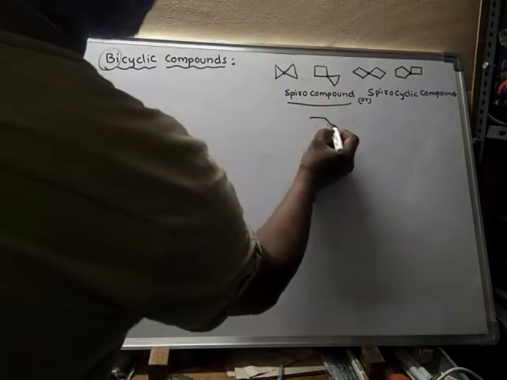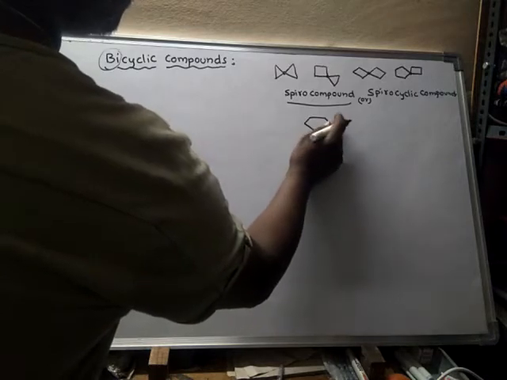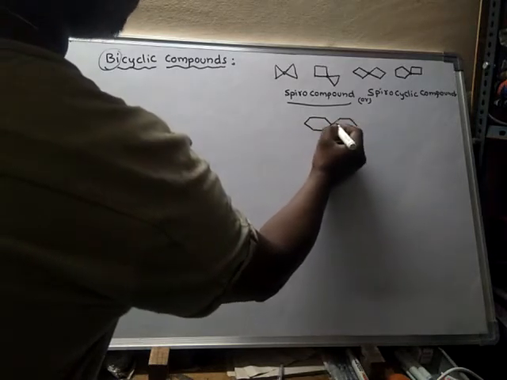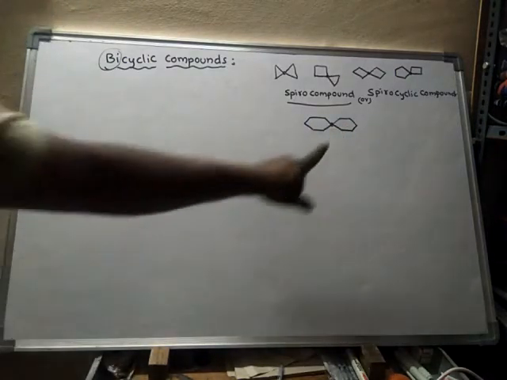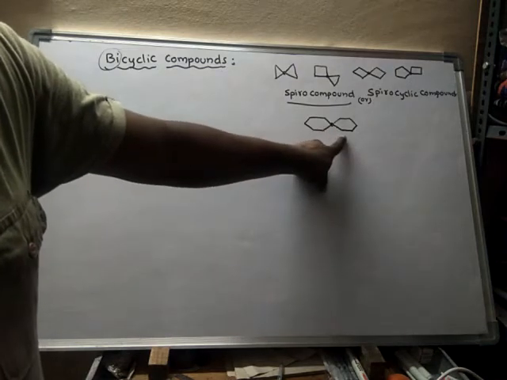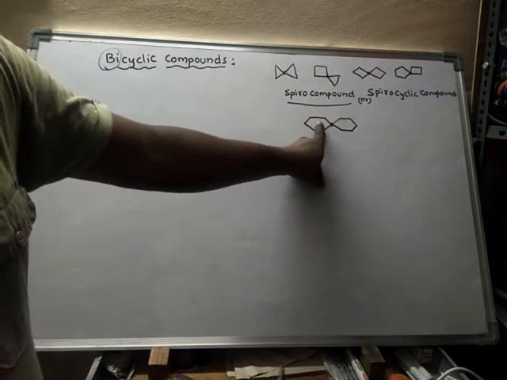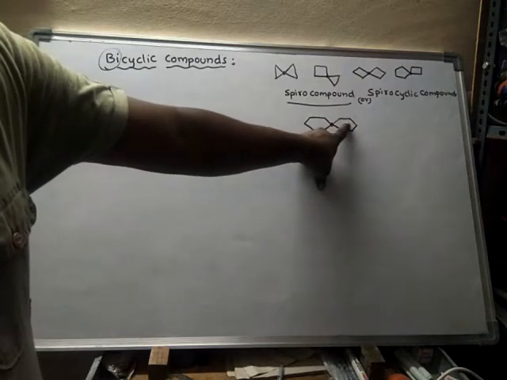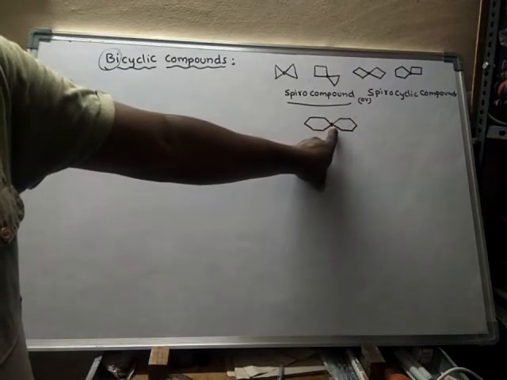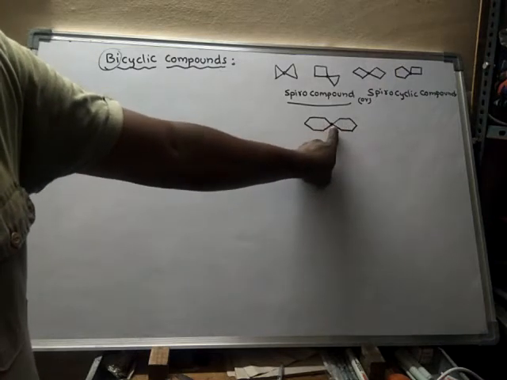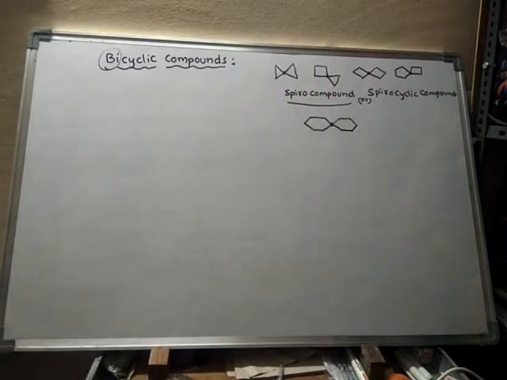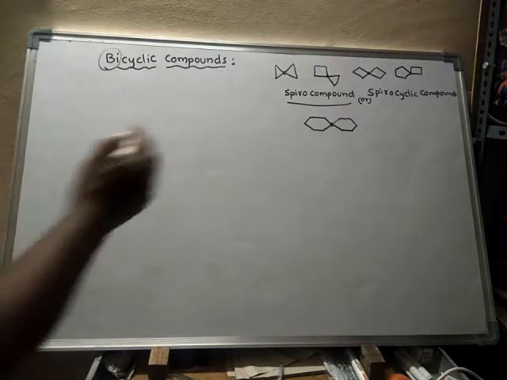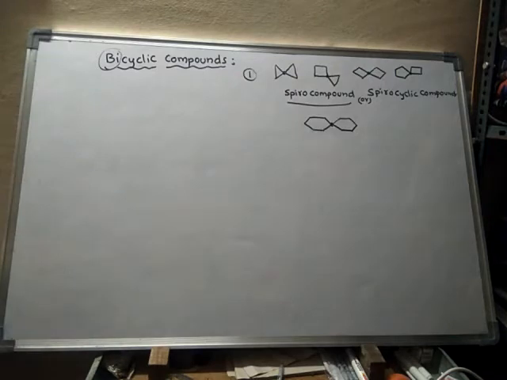So what is this one? This is another spiro compound. These two rings have only one carbon in common. One carbon is joining the two rings. This carbon has become part of this ring as well as part of this ring. If a single carbon atom joins two rings and becomes part of both the rings, then such compounds are said to be spiro compounds. This is one type of bicyclic compounds.